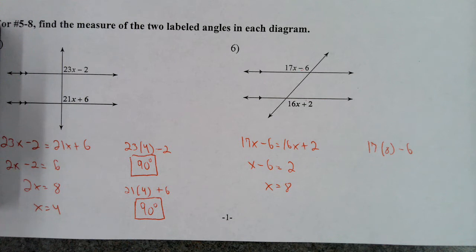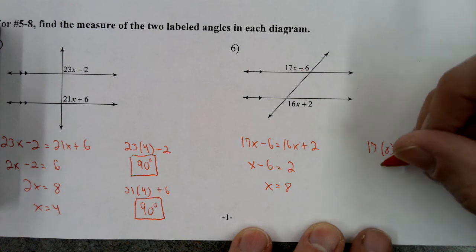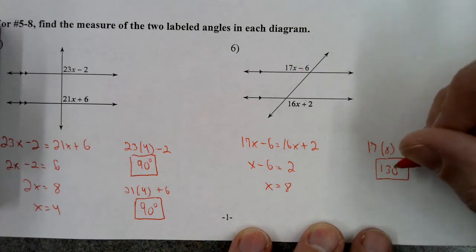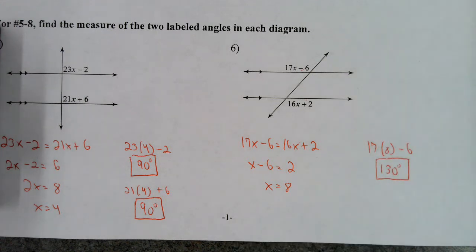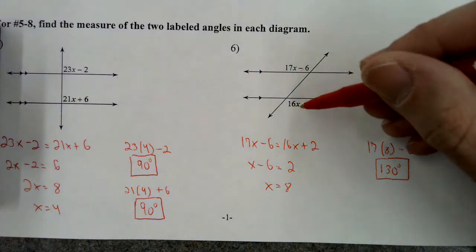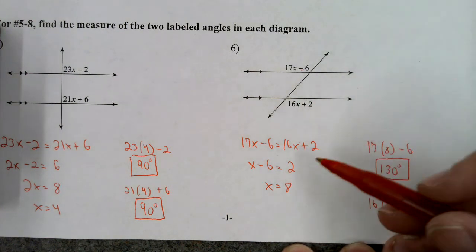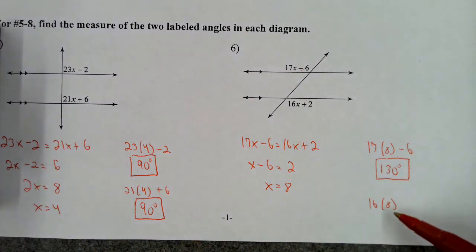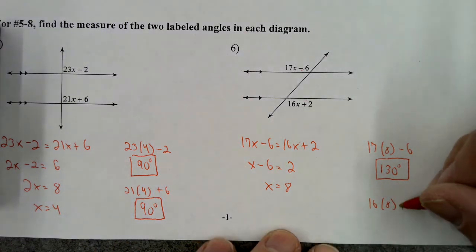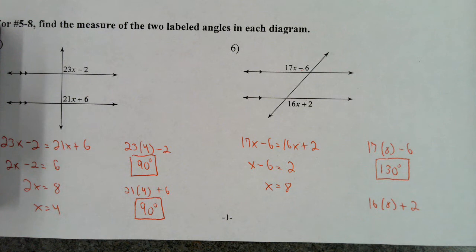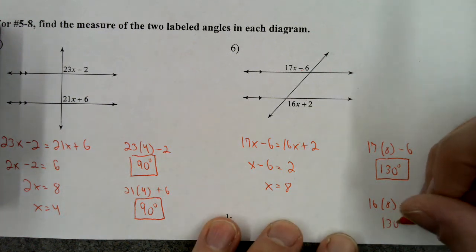Okay. 17 times 8 is 136. Minus 6 equals 130 degrees. Let's check the other angle. 16x. X is 8. We got that earlier in the problem. Okay, so 16 times 8 plus 2. 16 times 8 equals 128 plus 2 equals 130. Good.